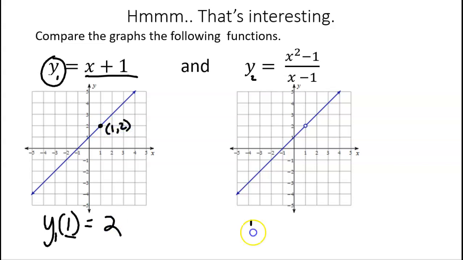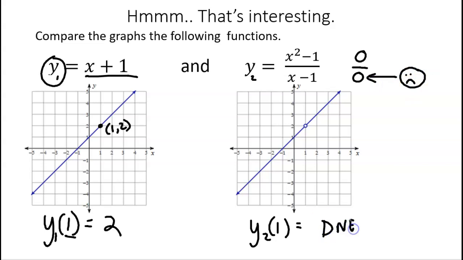What if I asked you to find y2 of 1? In other words, we want to plug 1 into the y2 function. Well, if you plug 1 into the top, you're going to get 0. If you plug 1 into the bottom, you also get 0. And you're not allowed to have zeros in the denominator, which means that it doesn't exist. And that is why at this point here we have a hole where x equals 1.